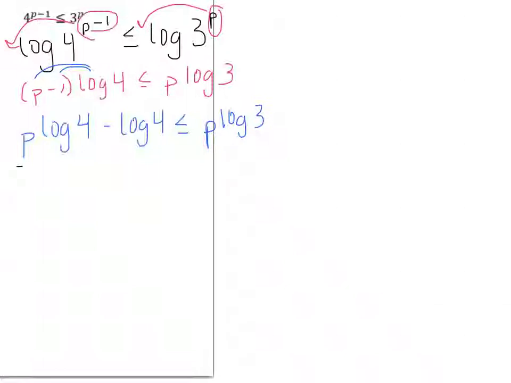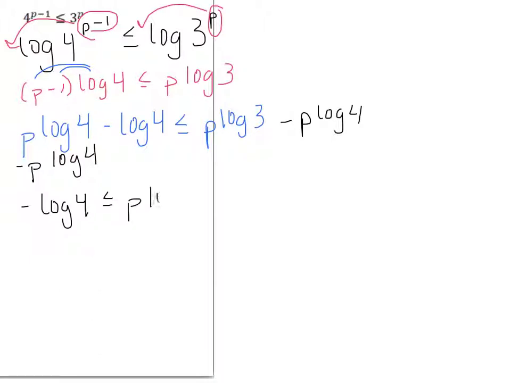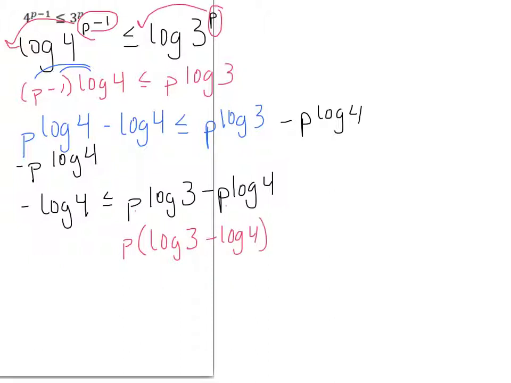Getting our p's on the same side of the equation, we want to subtract p log of 4 over. So we then have negative log of 4 is less than or equal to p log of 3 minus p log of 4. We now have a common factor of p on the right hand side, so we're going to take that p out, so we'll have p times the log of 3 minus the log of 4. And negative log of 4 is less than or equal to all of that.